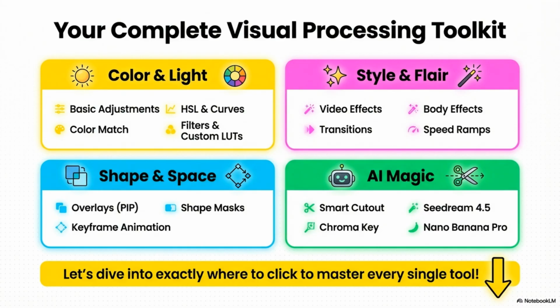Your visual processing toolkit. Let's dive into exactly where to click to master every single tool in your complete visual processing toolkit. We will cover color and light, including basic adjustments, HSL, curves, and color match. We'll explore style and flair with video effects, filters, custom LUTs, transitions, body effects, and speed ramps. For shape and space, we look at overlays, PIP, shape masks, and keyframe animation. Finally, we'll harness AI magic with Smart Cutout, Seedream 4.5, Chroma Key, and Nano Banana Pro.